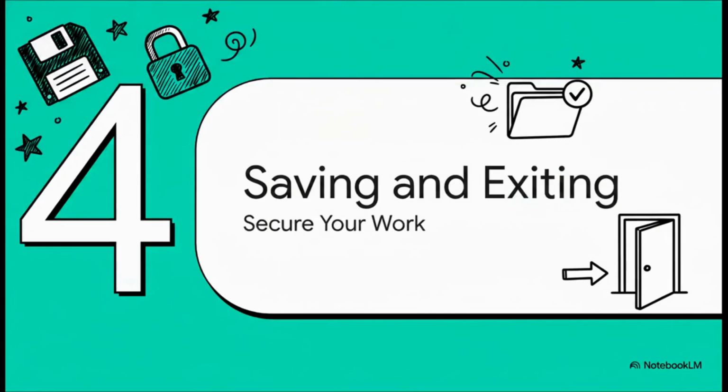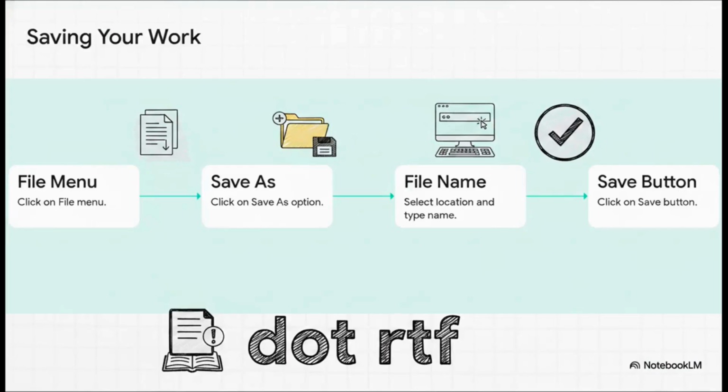Section 4, Saving and Exiting. To secure all your hard work, you simply click the File menu on the far left and then click Save As. A dialog box pops open, basically asking you where on your computer you want to store it. You just pick your location, type a name into the file name text box, and hit the Save button. And here's a kind of cool fact from our source.